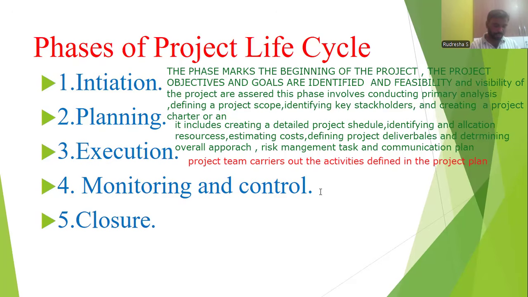Next, monitoring and control. This phase involves monitoring the project progress, tracking performance against the project plan, and controlling any deviations or changes. Project managers use key performance indicators and project metrics to assess the project health, manage risk, address issues, and make necessary adjustments to keep the project on track.